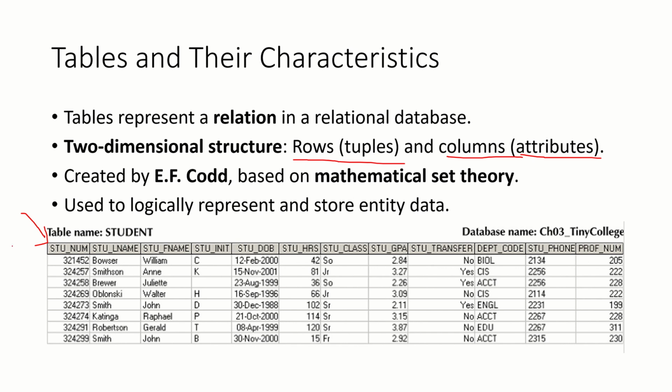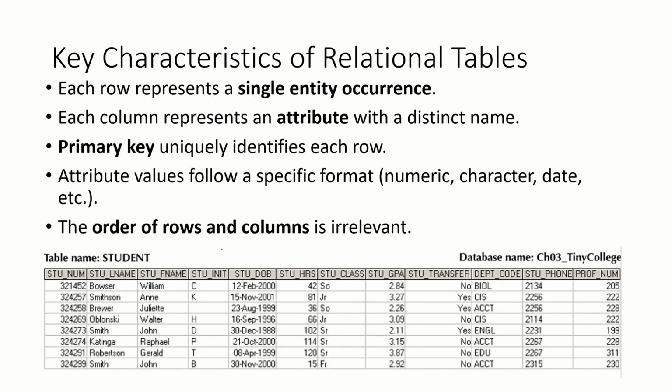You can see the first row represents the attributes. They have different attributes like student number, student last name, first name, date of birth, hours, class, and GPA. Those are the attributes. Each row indicates one entity. This is one single entity occurrence, and this is another entity occurrence.